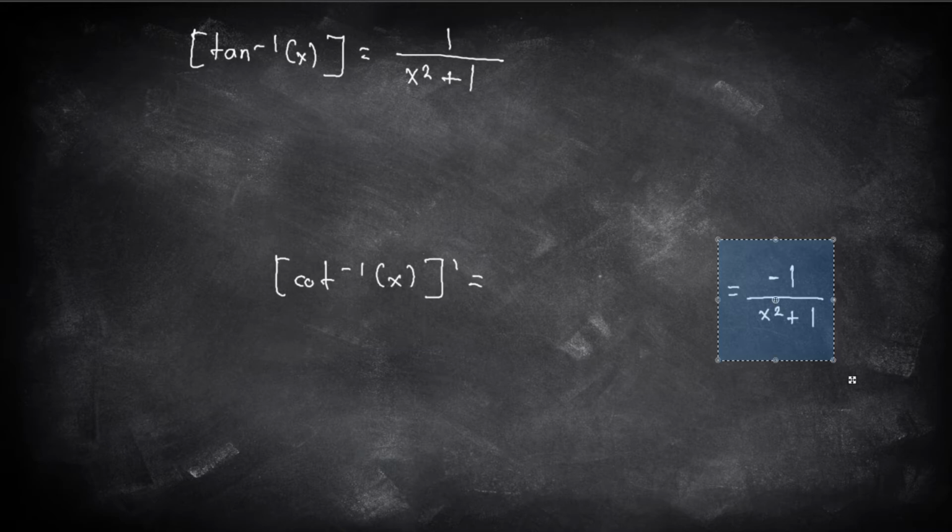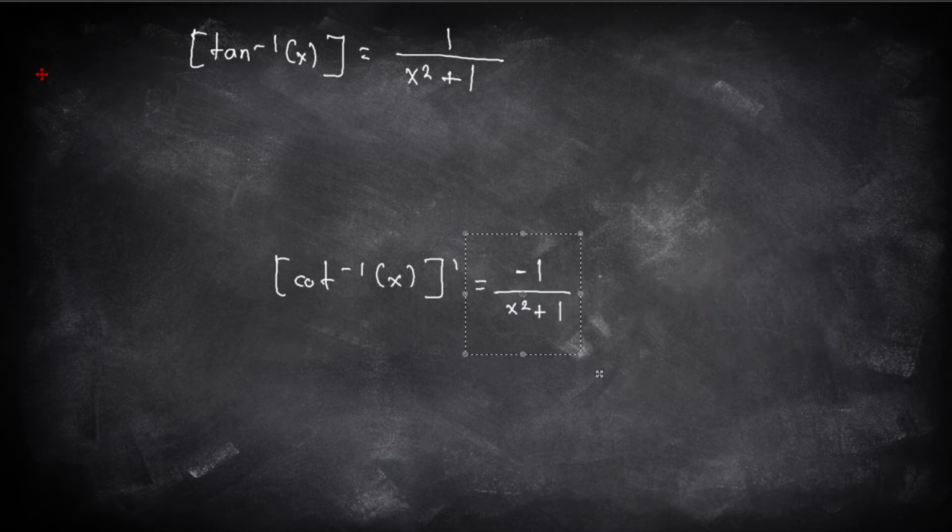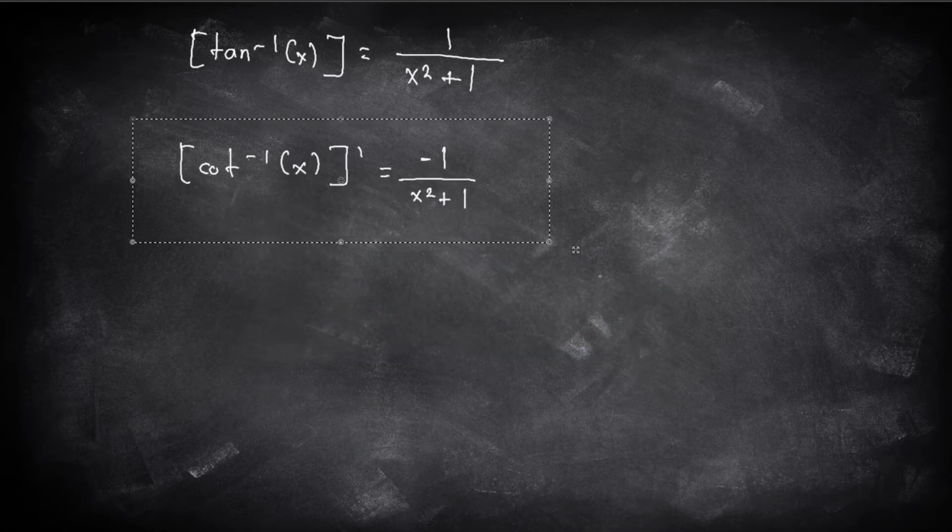So let's look at these. Looking at tangent and cotangent, one is positive and one is negative, except instead of square root of 1 minus x squared, we have x squared plus 1 on the bottom this time. Okay, so let's end it off with an example.